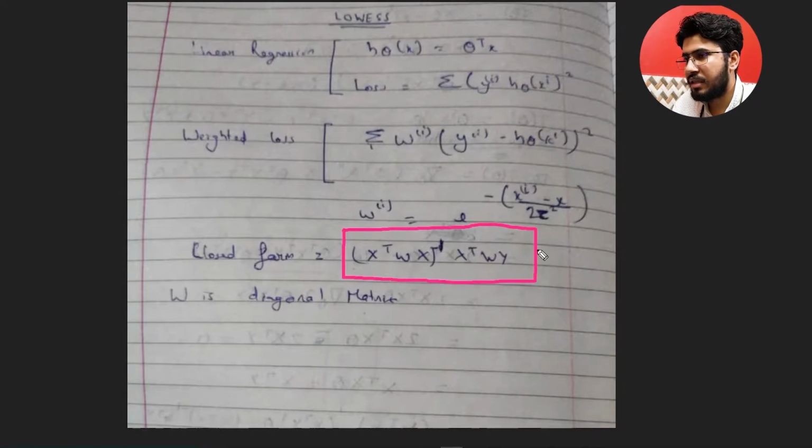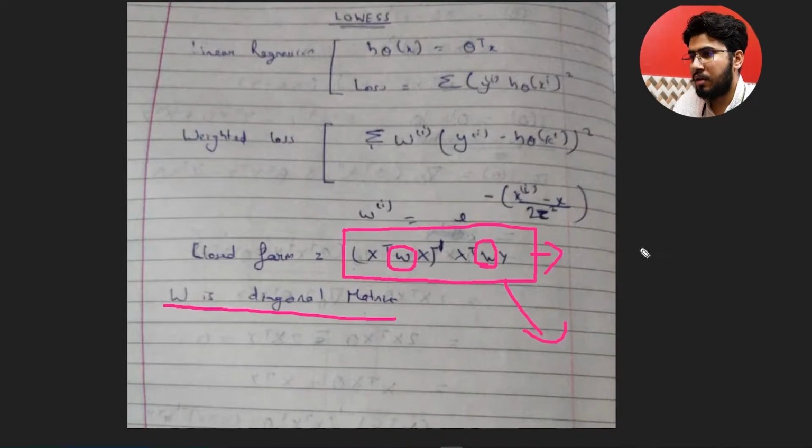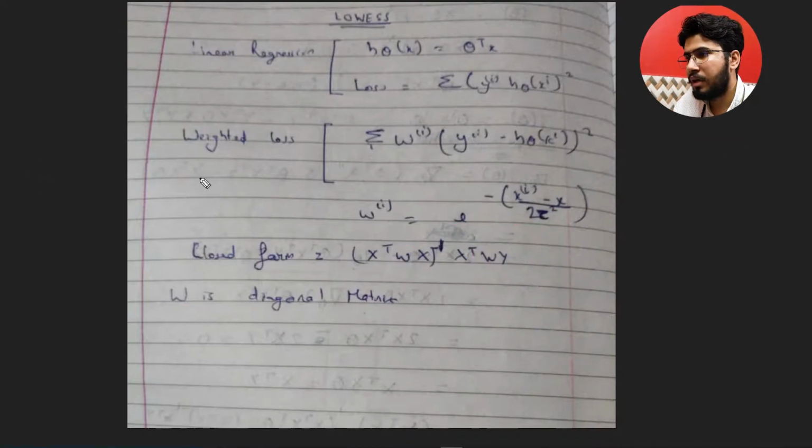As you can see here, this is the same formula as the closed form solution, and we have just included a diagonal matrix between these terms. Now if you apply this, it is going to generate a non-linear line, and I'm going to explain how it does that in a minute. Okay, so it is going to use this formula. Let me just start from scratch.